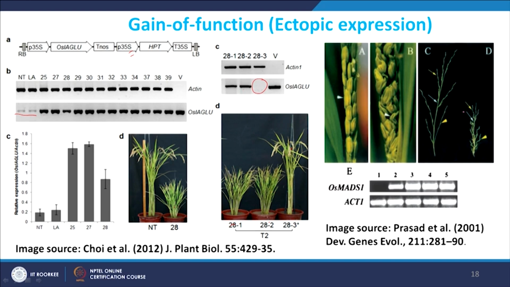A similar kind of analysis has been done for the transcription factor MAX1, and you can clearly see that when MAX1 was ectopically overexpressed in transgenic rice, you can see a very significant phenotype in the panicle architecture and the spikelet development. And if you see the expression level, you can clearly see that in the control you do not have expression in this tissue, but these lines have a very high level of expression.